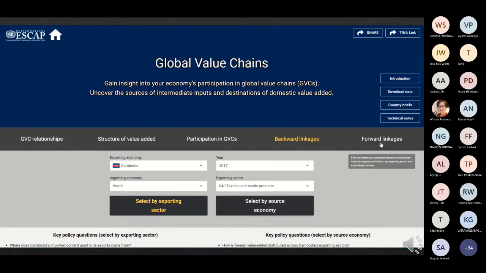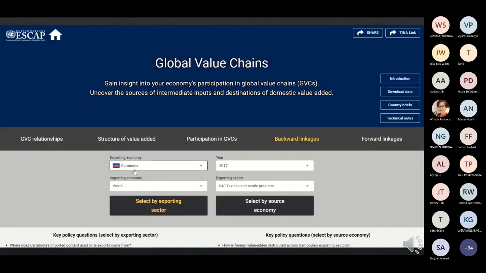We can dig into backward linkages and forward linkages of a country. The two sections have a similar architecture. For the sake of time, I will focus on the first one and be very brief on the second one. If you still remember, we were seeing Cambodia has extensive backward linkages, especially in the textiles sector. Now, I want to dig deeper.